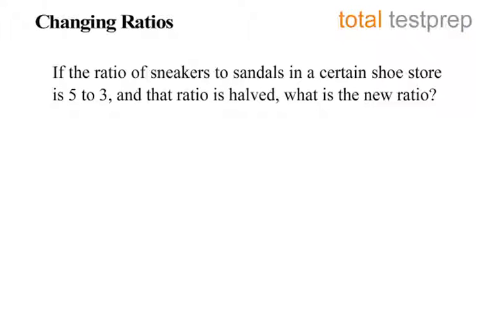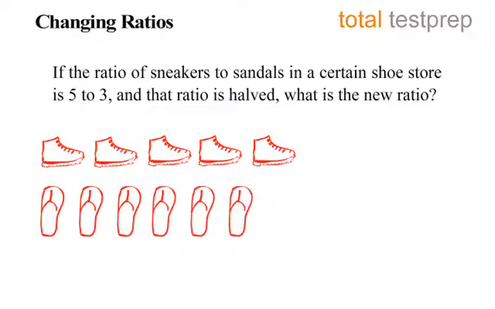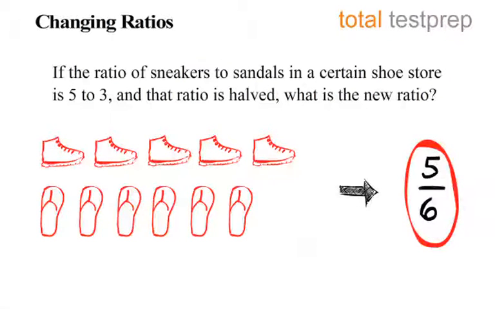Or, let's look at another example. If the ratio of sneakers to sandals in a certain shoe store is 5:3, and that ratio is halved, what is the new ratio? What this tells us is that for every 5 sneakers, there are 3 sandals. If we were to halve the ratio, there would be 6 sandals for every 5 sneakers. So the new ratio would be 5:6.